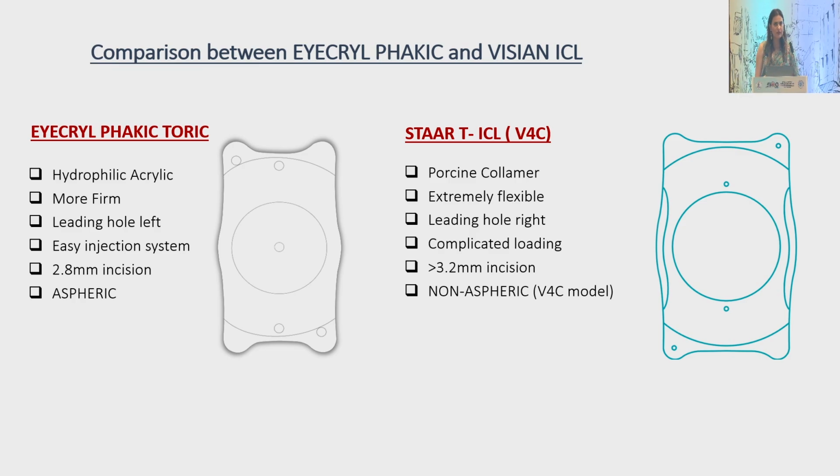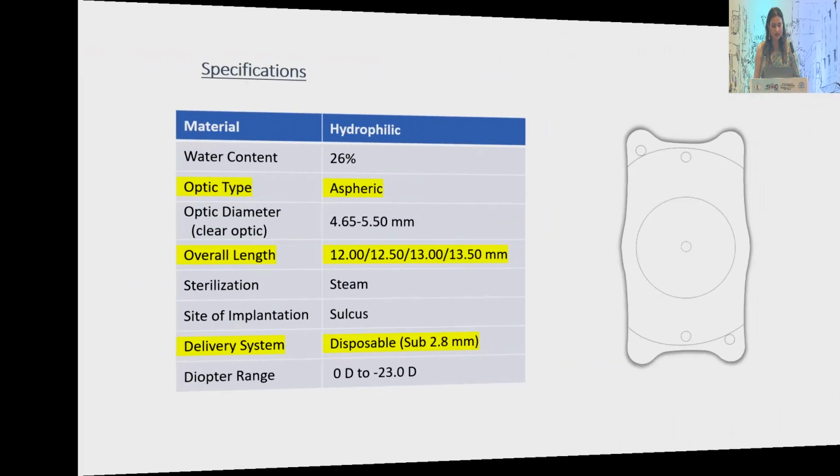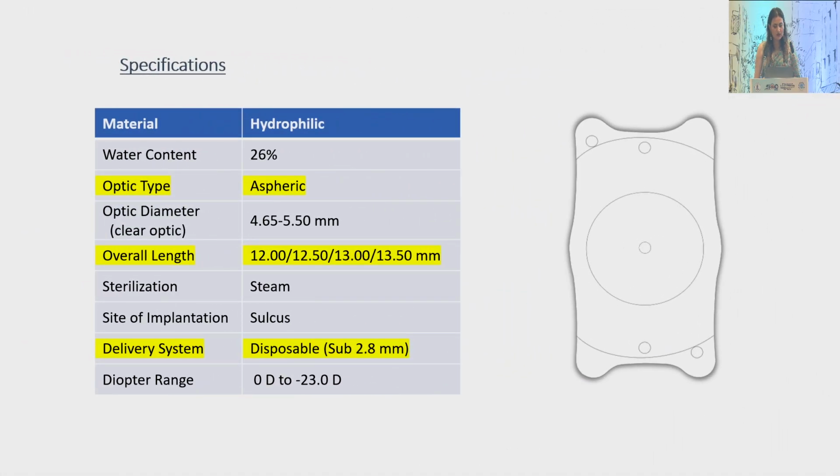Because of the hydrophilic material, it's a bit more firm, and the leading hole is on the left side in the Acryl, whereas it's on the right side in the Star lens. The injection system is comparatively easy. It's just like loading a hydrophilic lens in a butterfly cartridge, and it can go through a 2.8 millimeter incision easily, whereas the Star ICL needs a slightly larger incision. The optic is aspheric versus the Star ICL, which is non-aspheric.